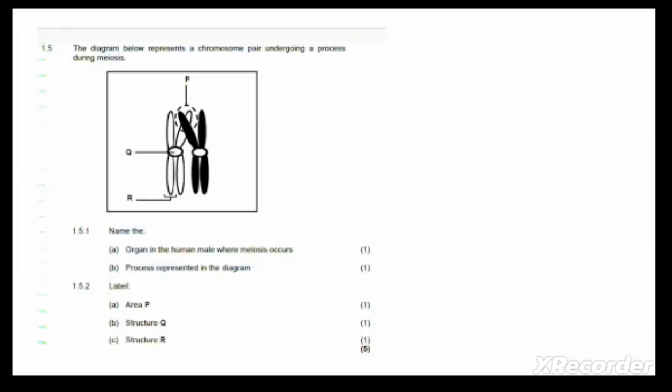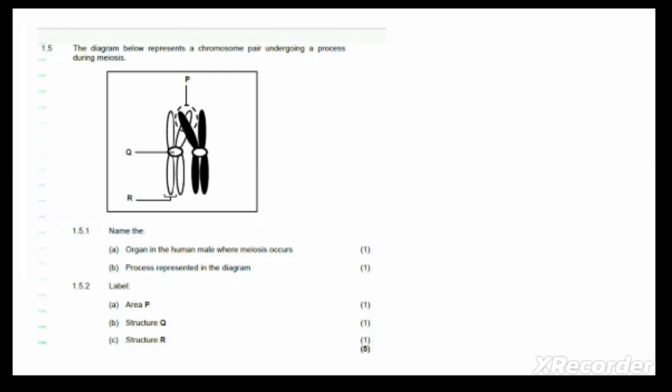It says the diagram below represents a chromosome pair undergoing a process during meiosis. Look at the diagram. We can see crossing over happening. And name the organ in the human male where meiosis occurs. In males, it occurs in the testes. In females, it occurs in ovaries. So the answer is testes.